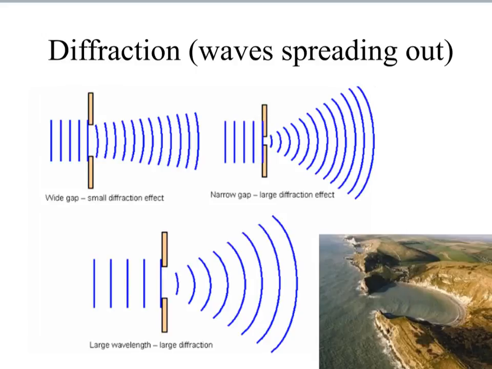Diffraction simply means waves spreading out, and we can see illustrations of waves spreading out as they pass through a gap in these 3 diagrams here. In our previous diagrams, we've shown a wave or light, namely light, by drawing a ray or a line to show the direction in which the wave is travelling.